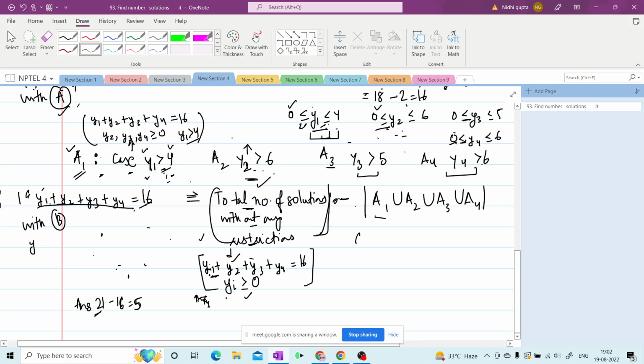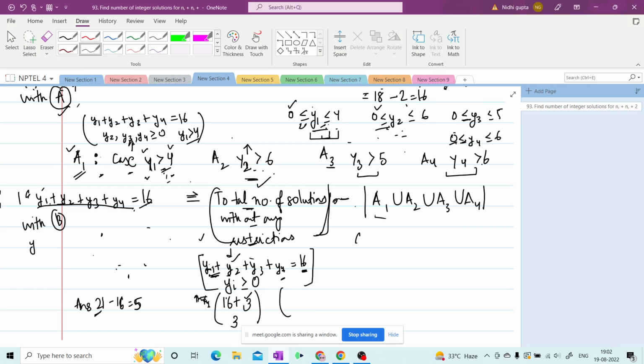So if you want to calculate these solutions without any restrictions, you are basically calculating weak compositions of 16 with 4 parts, and this will be 16 plus k minus 1 choose k minus 1, where k here is 4. So 16 plus 3, choose 3. It should be 19 choose 3.